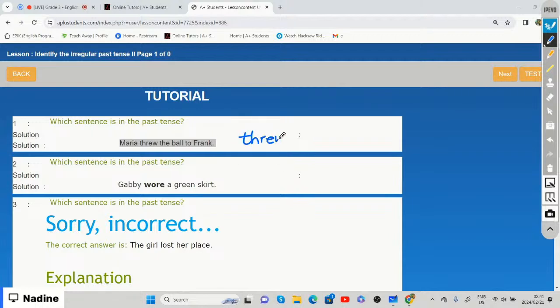But now, what is the present tense of threw? So yesterday, Maria threw the ball to Frank. Today, Maria the ball to Frank. What is the present tense of the word threw? So threw is the past tense, right? But the present tense of threw is, yes, to throw something, right?